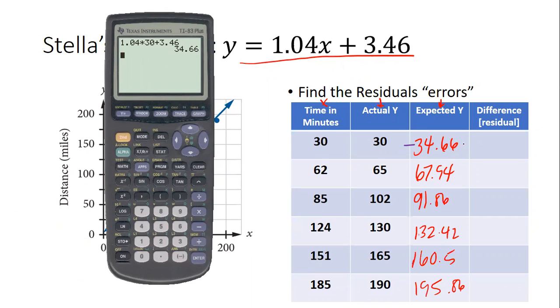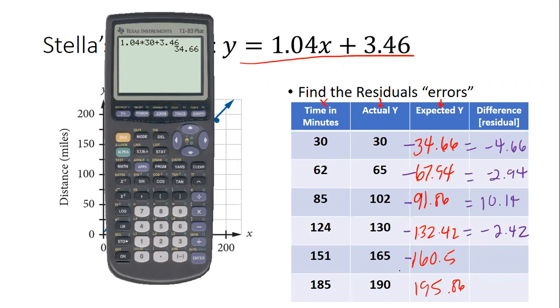So we have 30 minus 34.66 equals, and that's negative 4.66. Agreed? Now we're going to do the next one. Our actual minus our expected: 65 minus 67.9400 equals negative 2.9400, right? All right, 102 minus 91.8600. There we go. 130 minus 132.4200 is negative 2.42. It's going to be negative because my first number is smaller, right?